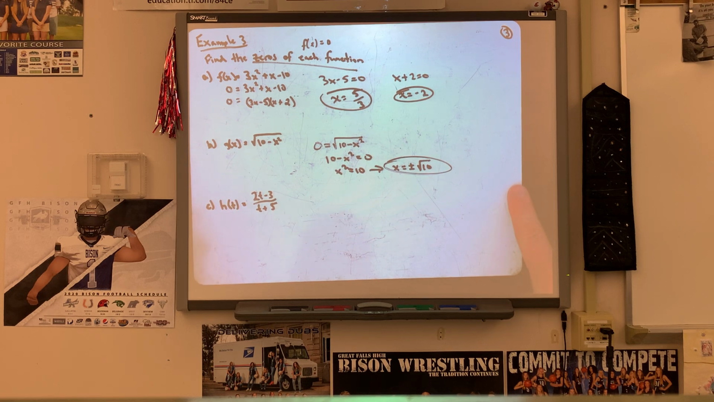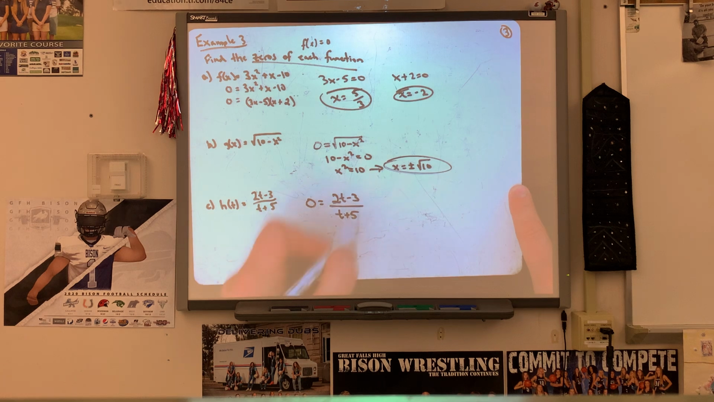Lastly, just like our bell ringer question, I need to find the zero of h of t. Again, I'm not doing h of 0, I'm asking what's the zero of h of t. So 0 equals 2t minus 3 all over t plus 5.